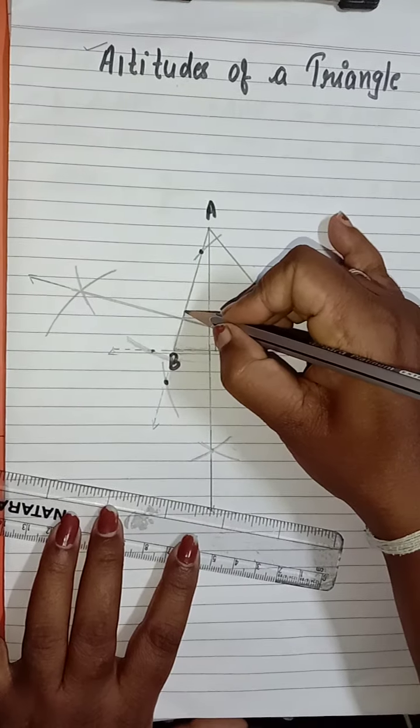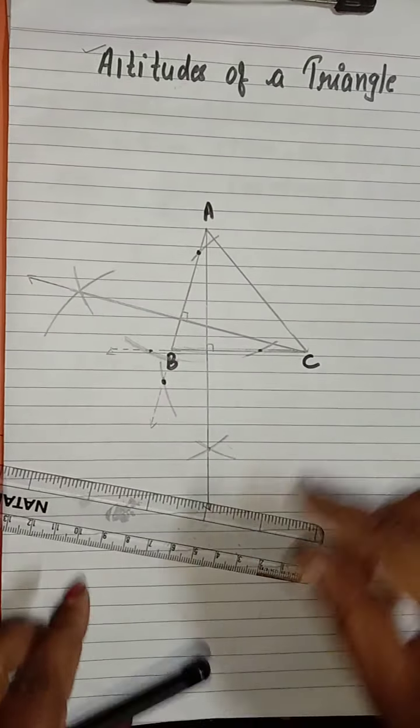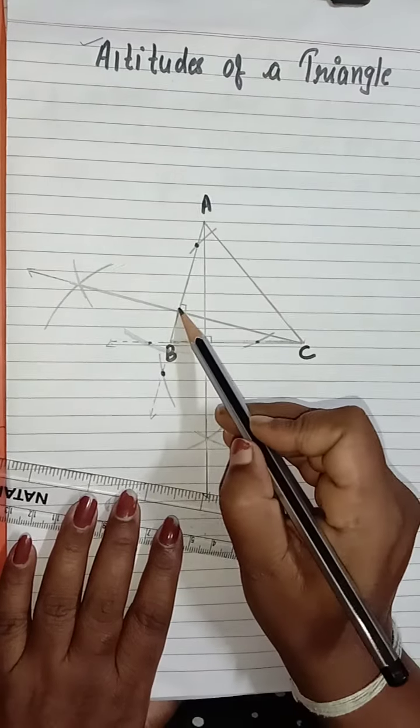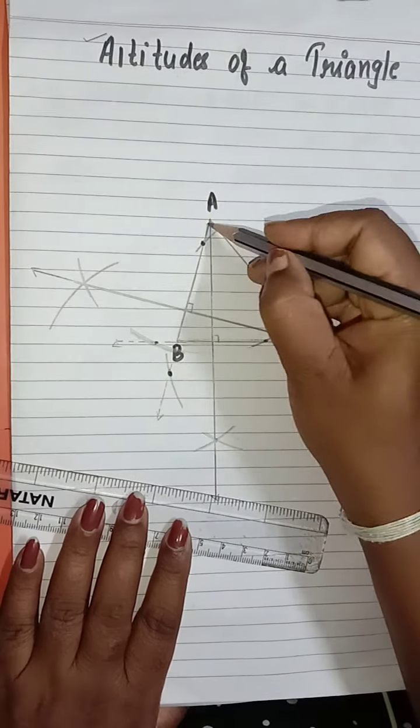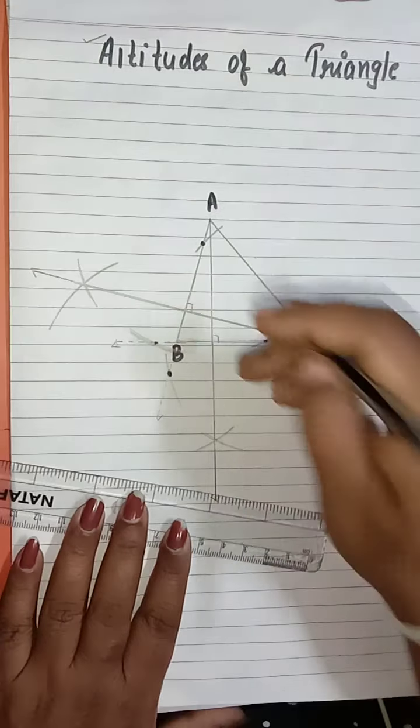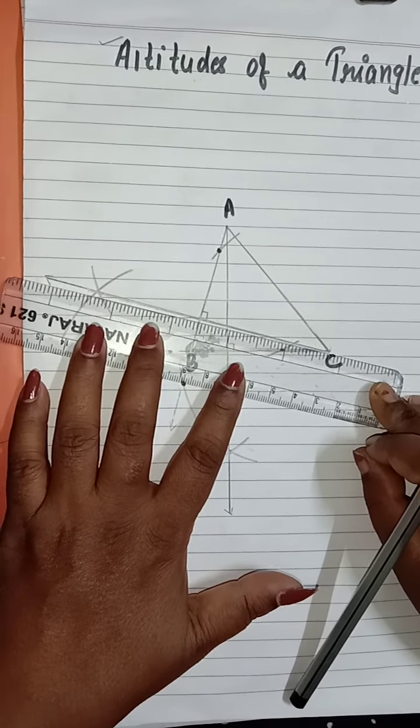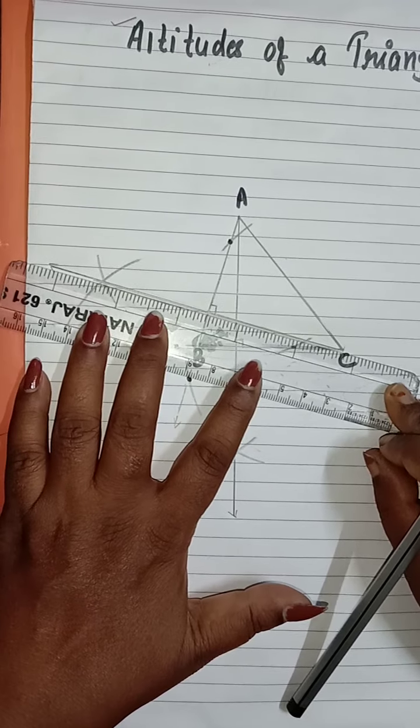So this is nothing but an altitude. This is point C, and this is the altitude from point C on AB. We have to be very careful while joining the points. You can see that.